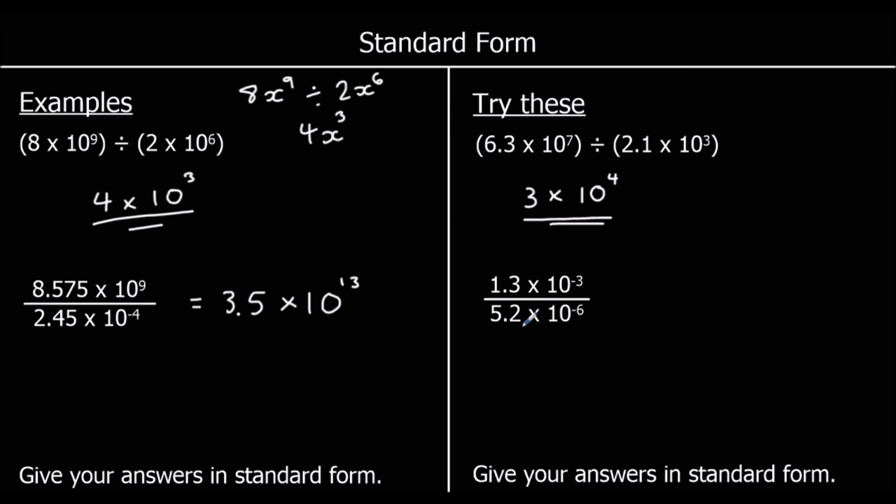And the second one, 1.3 times 10 to the power of negative 3 divided by 5.2 times 10 to the power of negative 6. So I'm going to do it without a calculator. So 1.3 divided by 5.2, that is, well, it's 1/4 or 0.25.